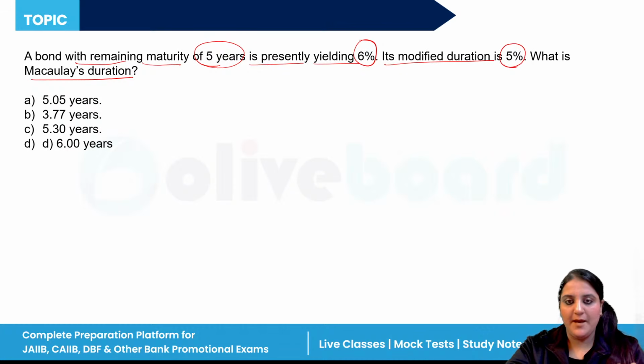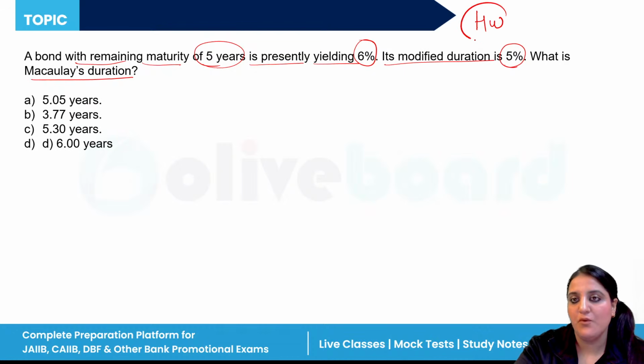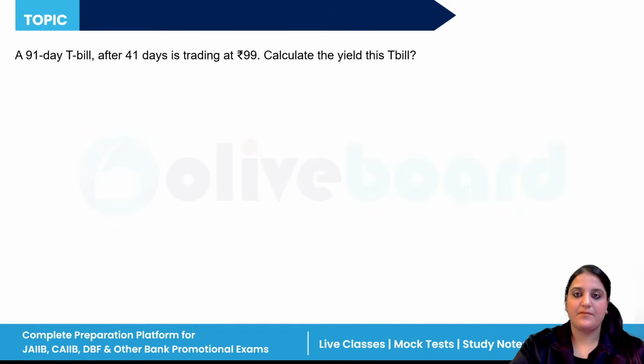So same formula you have to apply in this, and I am just giving you this question as homework. You have to answer in the comment, and you have to give the answer of this question. I will check the comment. This is your homework. So next question.